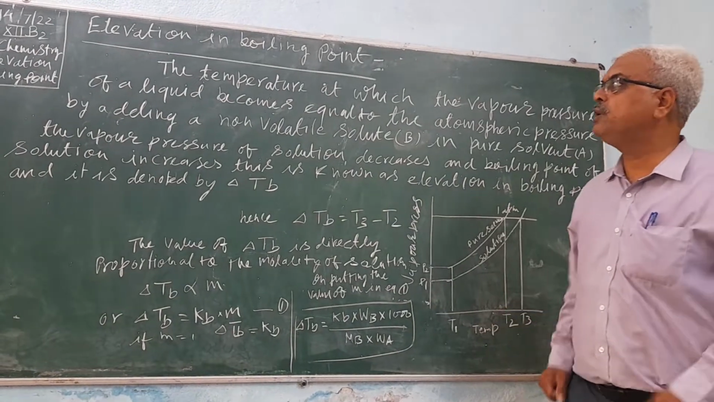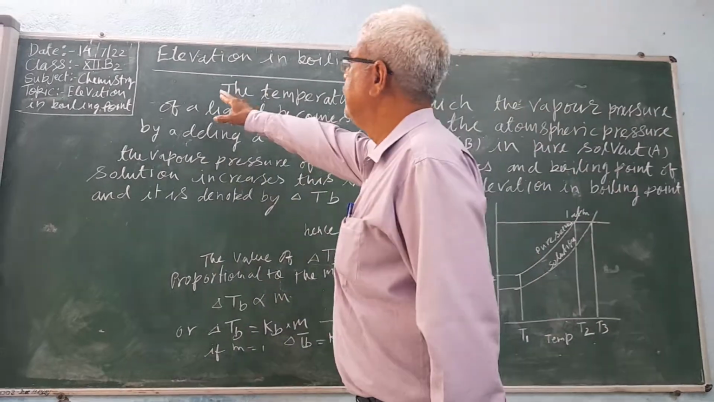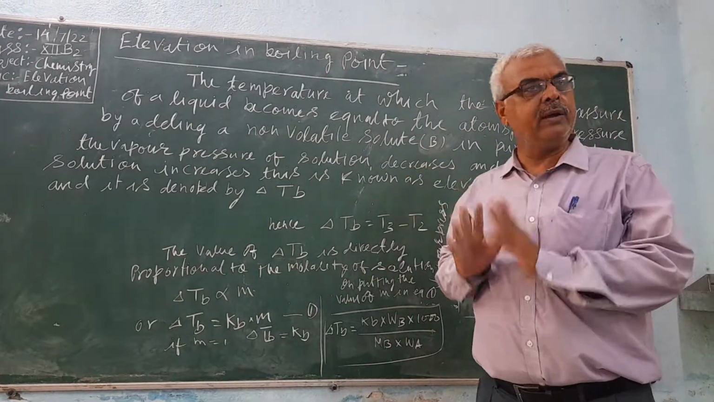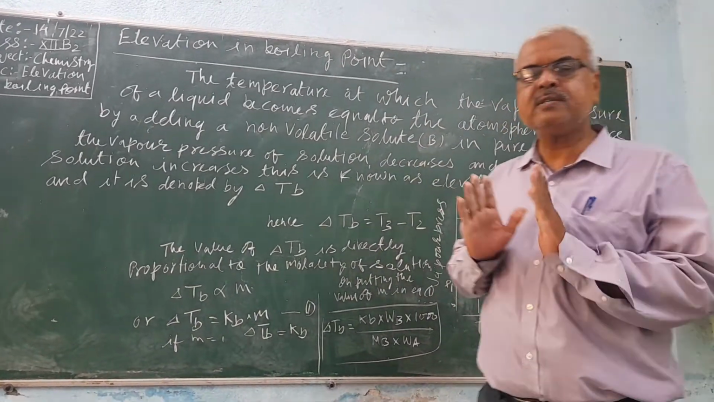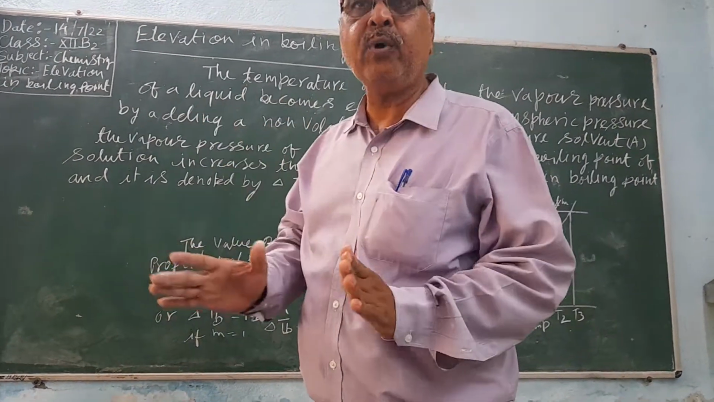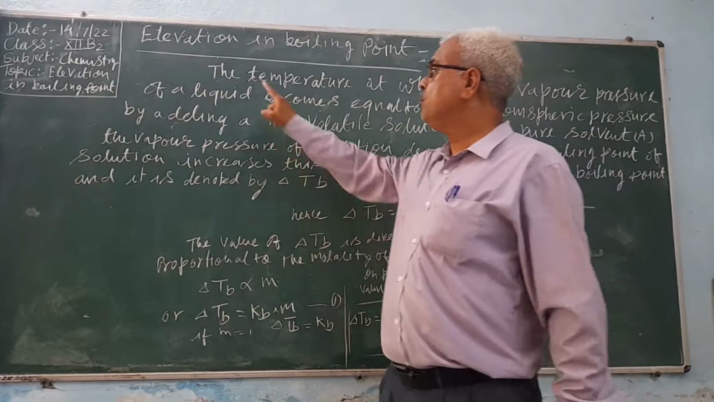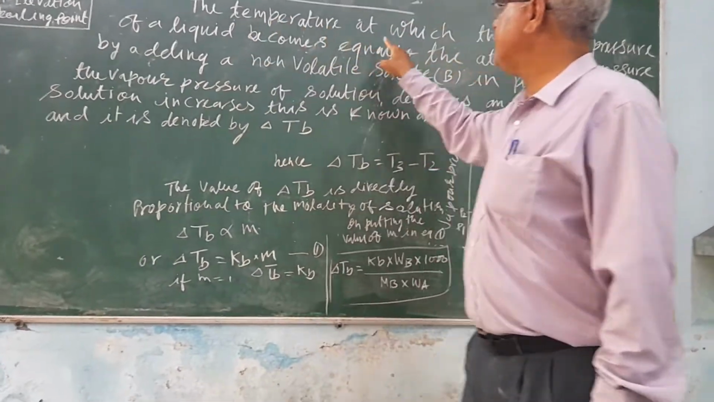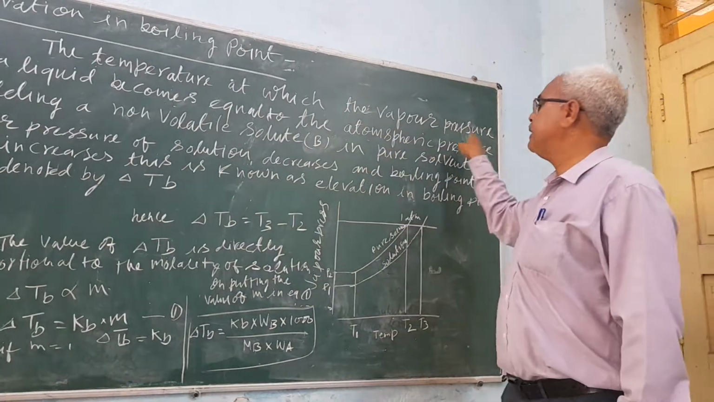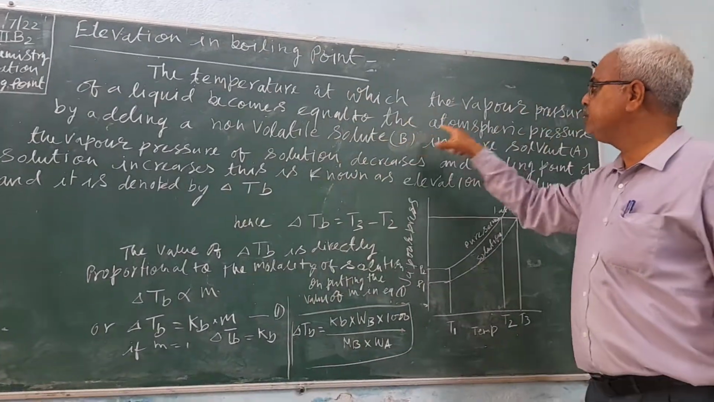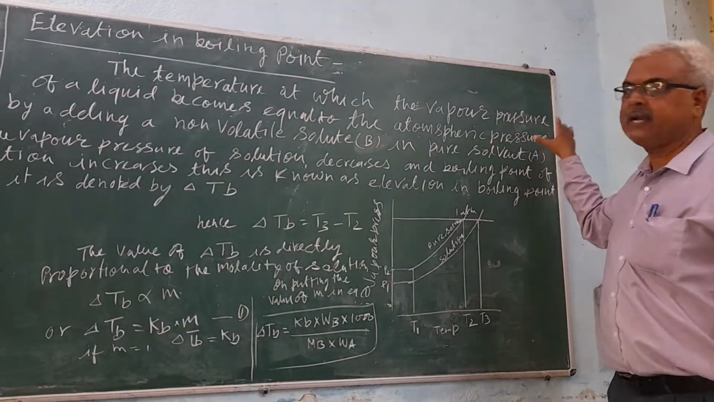Dear students, today we will discuss the second colligative property, elevation in boiling point. First we will learn what boiling point is, then elevation in boiling point. So boiling point is the temperature at which the vapor pressure of a liquid becomes equal to the atmospheric pressure.